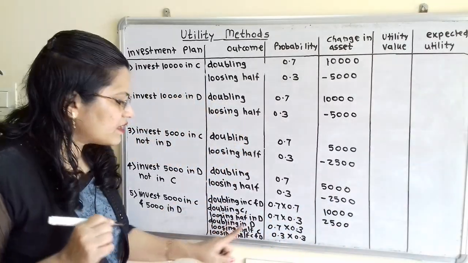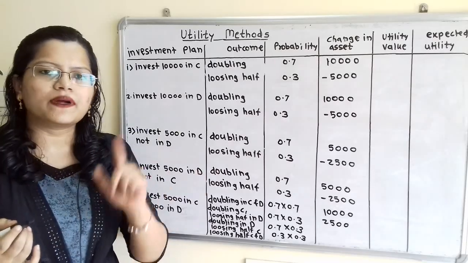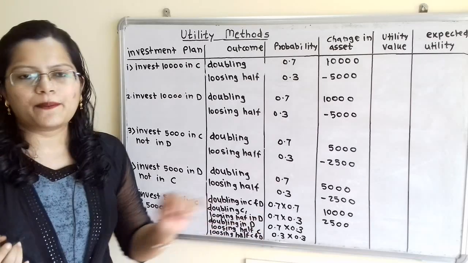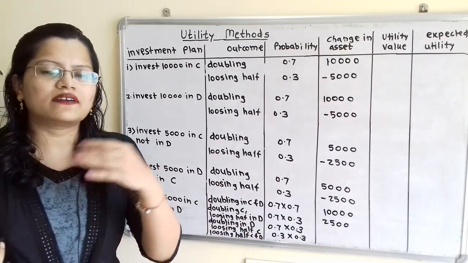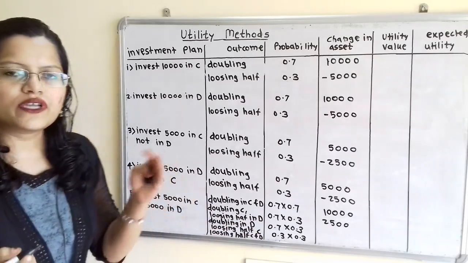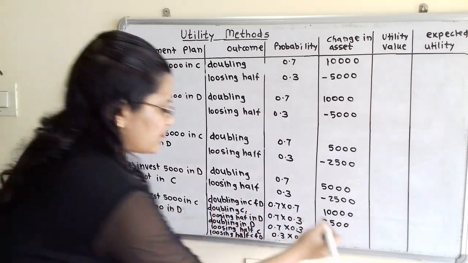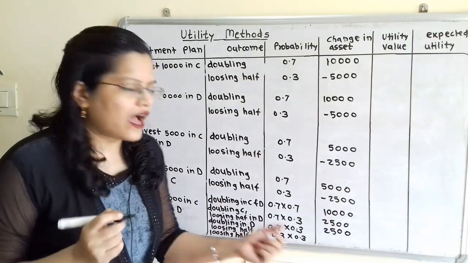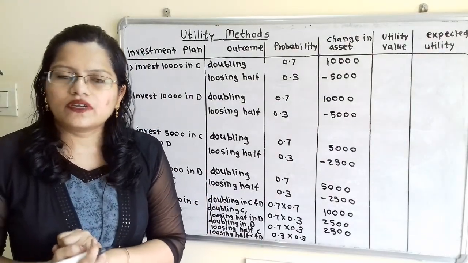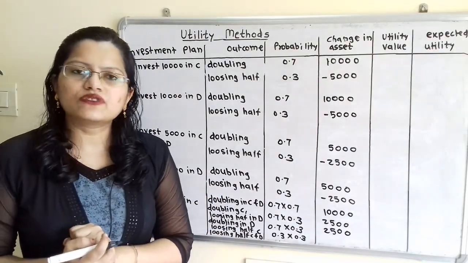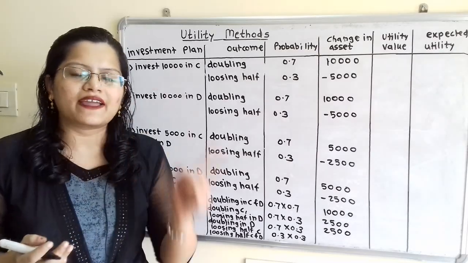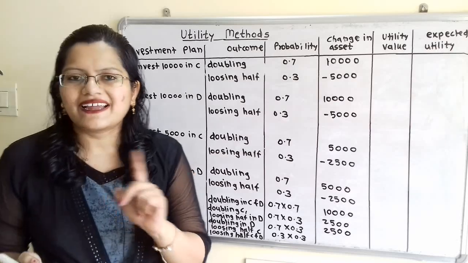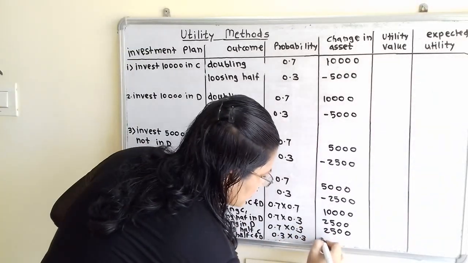Now in the same way, doubling in D means in company D we will get 5,000 extra, and losing half in C means 2,500 we have to subtract. So here also 5,000 minus 2,500, that is plus 2,500. And for losing half in C and D, that is minus 2,500 and minus 2,500, so it will become minus 5,000.